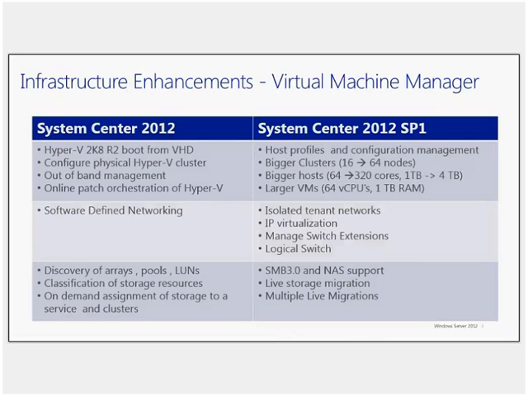We can also configure the physical Hyper-V cluster. You can do that in System Center 2012, but when SP1 was introduced, we got bigger clusters. So 16 to 64 nodes, a big, huge jump there. Bigger hosts, 64 is what we had, 320 cores, 1 terabyte to 4 terabytes, so much larger and larger VMs. 64 virtual CPUs and 1 terabyte of RAM inside a virtual machine. So we've come a long way between the 2012 and the 2012 SP1. And then, of course, System Center 2012 R2 even brings some more additional features, and we'll get to that.